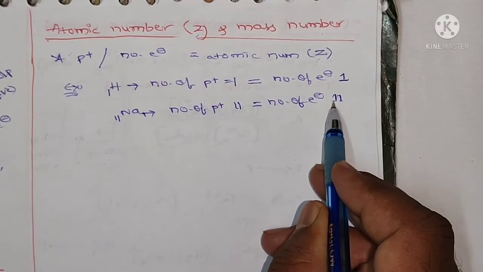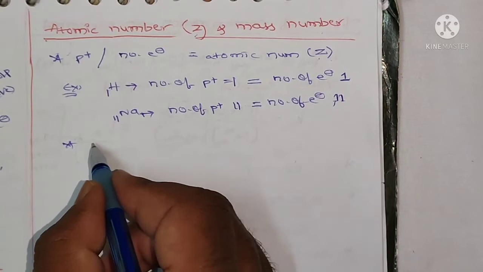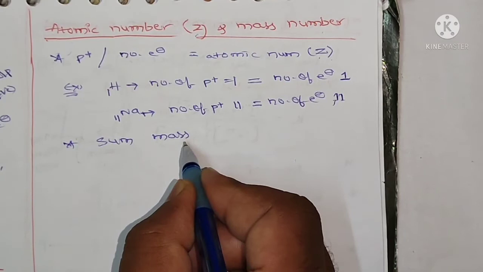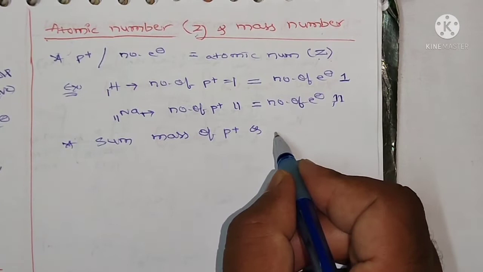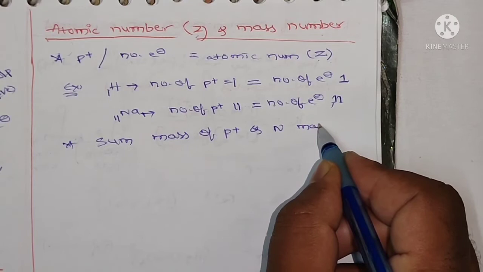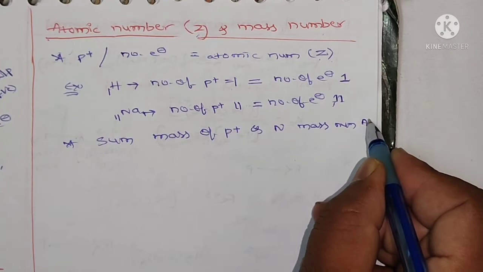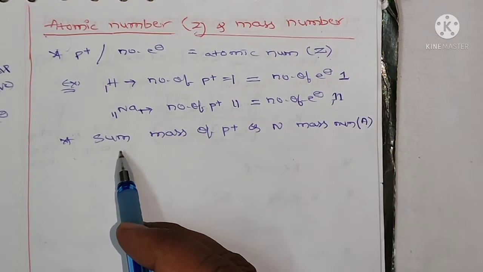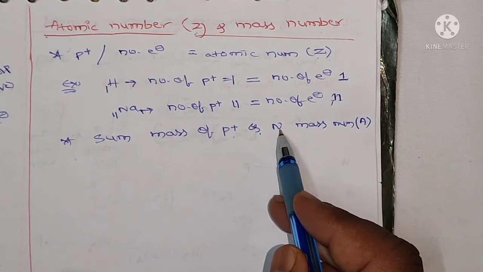And the sum of the mass of protons and the mass of neutrons is called the mass number. It is represented by capital A. So the sum of the mass of the protons and the mass of the neutrons is called the mass number, represented by A.